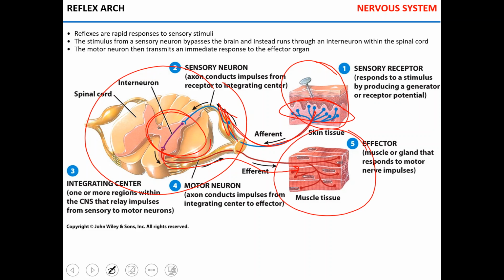So that's the basic mechanism of the reflex arc. The sensory receptor picks up the sensation. That signal goes through the sensory neuron to the spinal cord. In the spinal cord, the interneuron picks up and integrates the information and formulates the response. The response is delivered through the efferent or motor neuron to the effector.